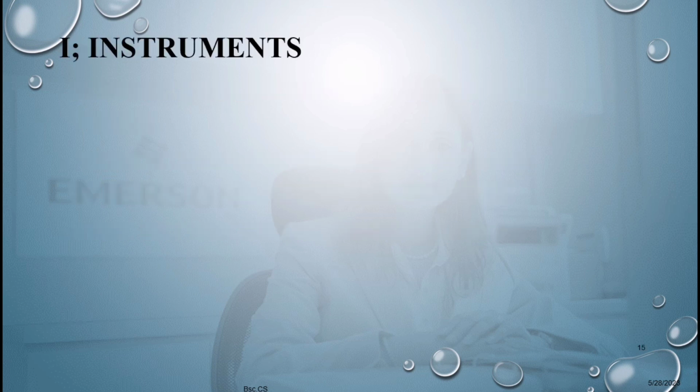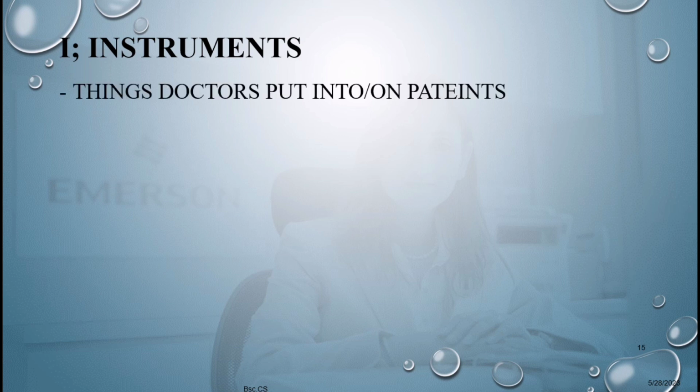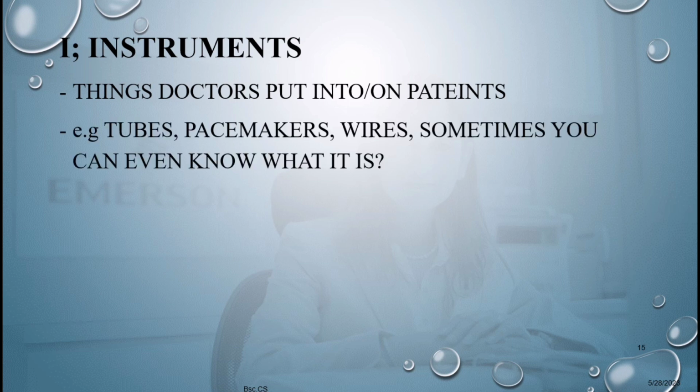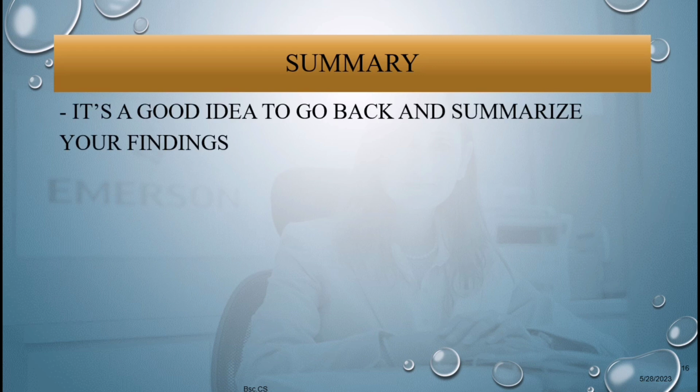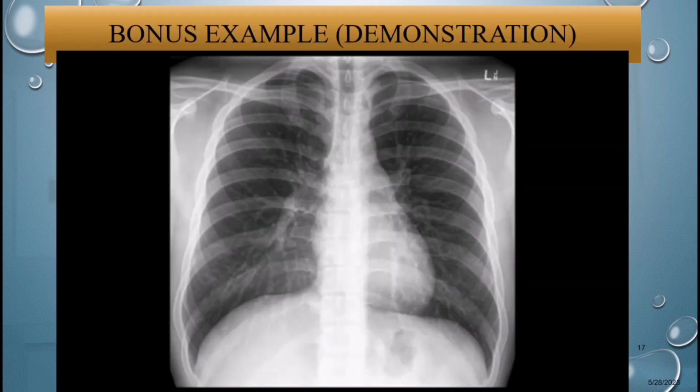Okay. Then we are now on I for instruments. So things doctors put into or on patients, such as tubes, pacemakers, wires, or sometimes you can even know what it is, because maybe it is coming out of the patient, so you are just able to see it. Okay. Then summary. So it's a good idea to go back and summarize your findings.